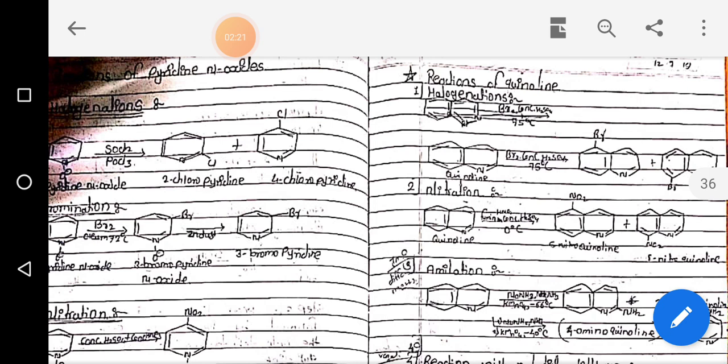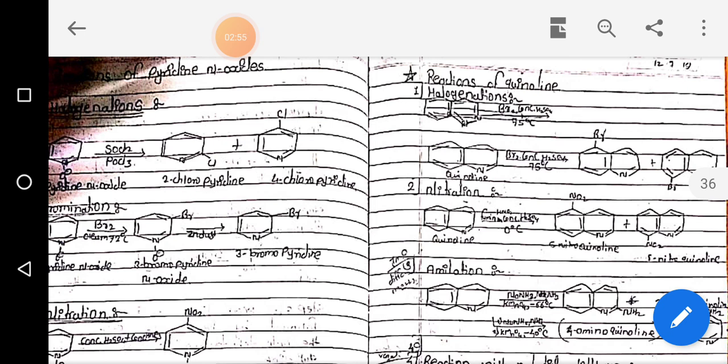Sometimes electrophilic, sometimes nucleophilic substitution reactions take place. These two reactions are most important because these are the main aromatic ring systems. On an aromatic ring system, additions are not easily possible, but substitutions are easily possible. So substitution reactions take place. The first reaction is the chlorination of pyridine N-oxides. For the chlorination of pyridine N-oxides, we use the reagent SOCl2 along with POCl3.